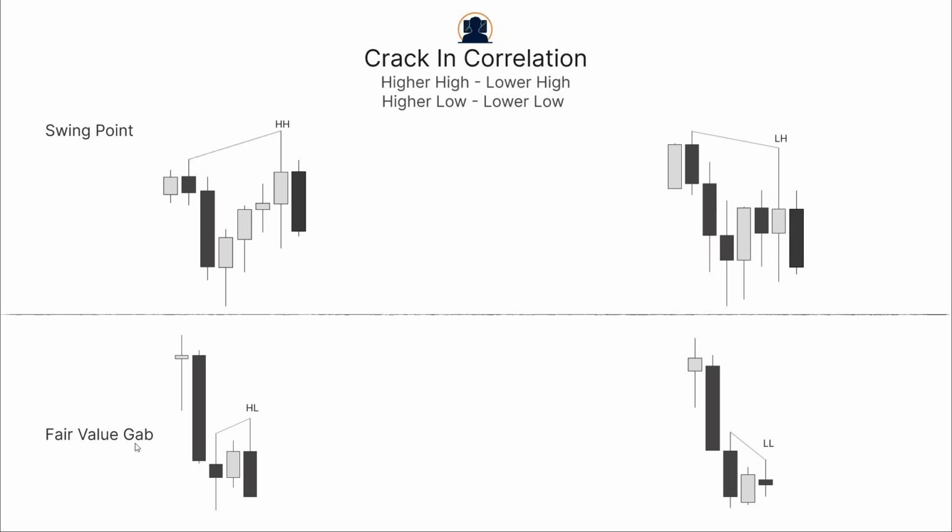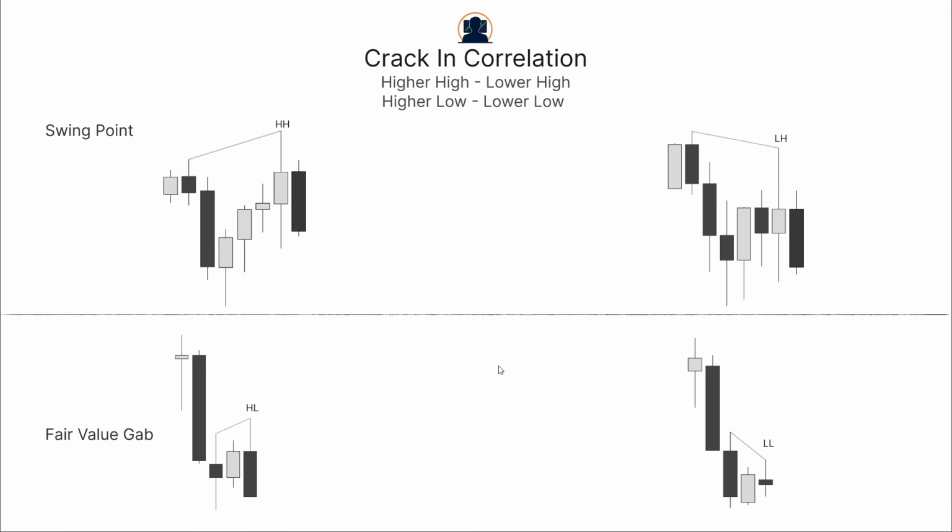And it will look like this on the fair value gap, where you have the stronger asset trade into the fair value gap and form a higher low, but the weaker asset will reverse without trading into that fair value gap. So it will form a lower low. And if all assets are reversing, then they are going to trade to the draw on liquidity.